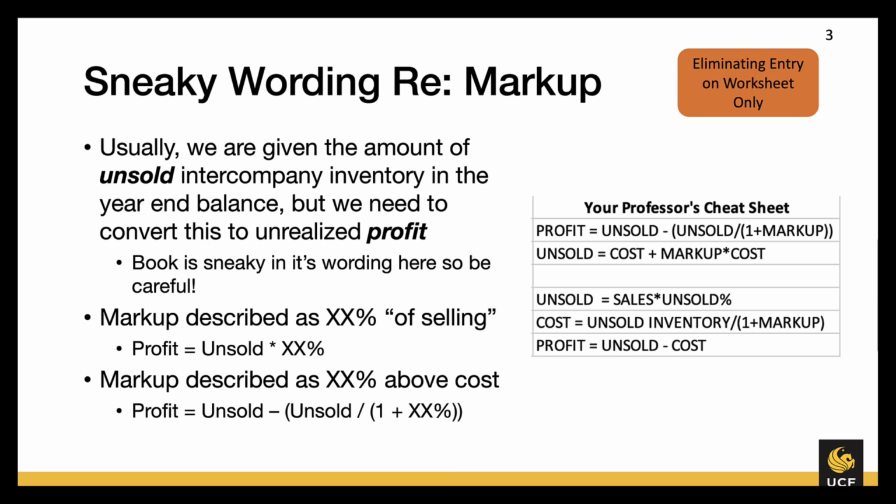However, if we have our markup described as a percent above cost, we have to take our unsold inventory, divide it by 1 plus that markup rate, and then subtract that cost from our unsold inventory to get to the profit. This, for some reason, blows my mind. And so every time I do one of these problems, I use the cheat sheet to the right to do it in multiple steps, calculating first unsold inventory if they haven't given me that number outright, then calculating the cost of that unsold inventory, and then finally calculating the profit.